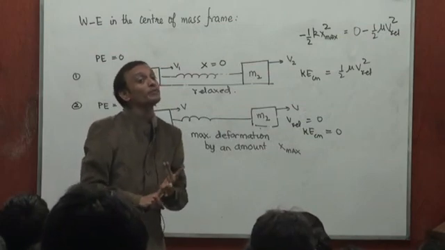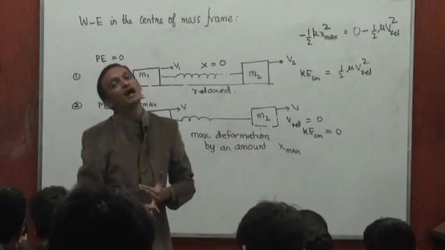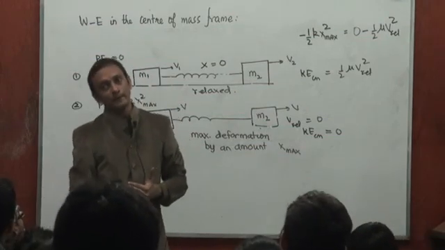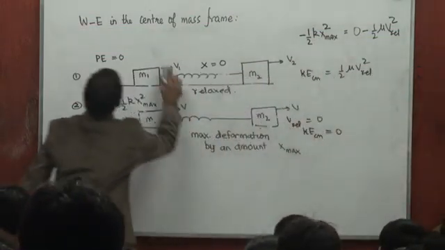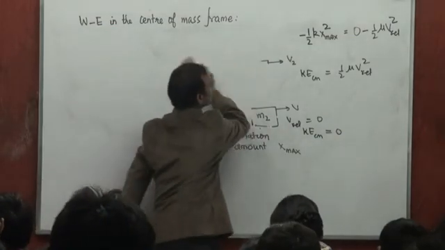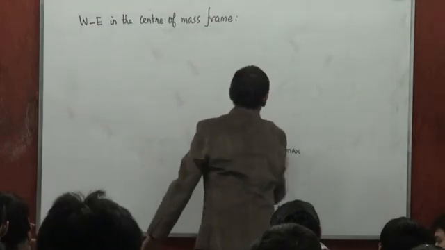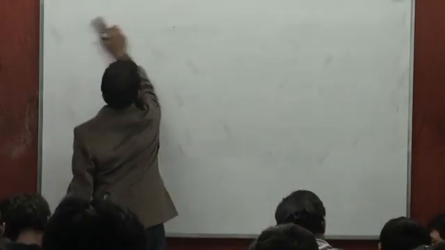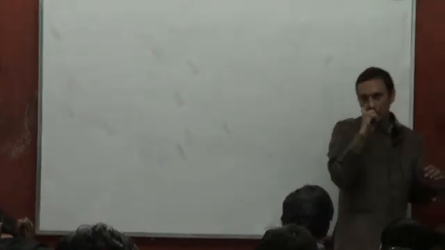So the important thing you want to remember is, in the center of mass frame, the kinetic energy for a pair of particles is going to be half mu into v rel squared. Right? Now, let's look at these problems.